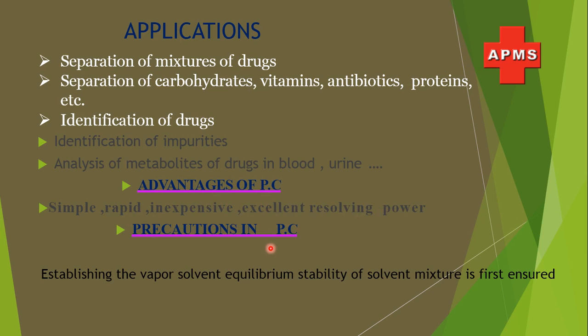Now, what are the precautions in paper chromatography? Establishing the vapor solvent equilibrium; the stability of the solvent mixture is first ensured.